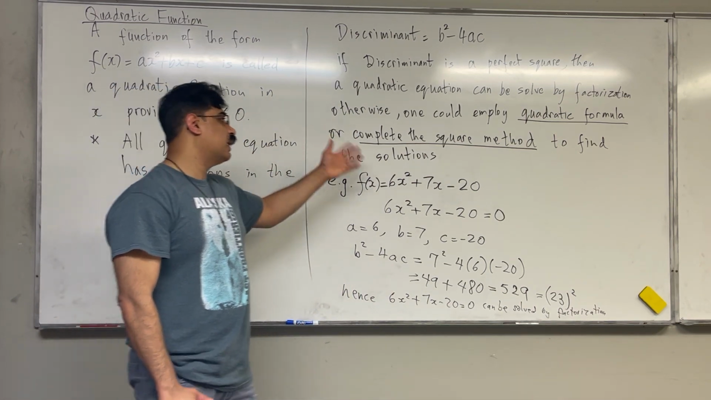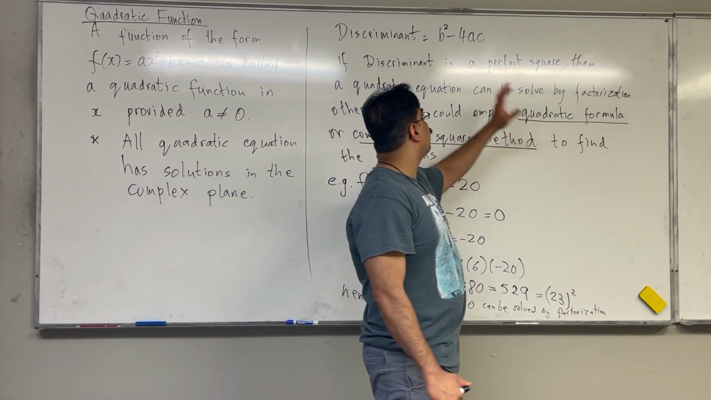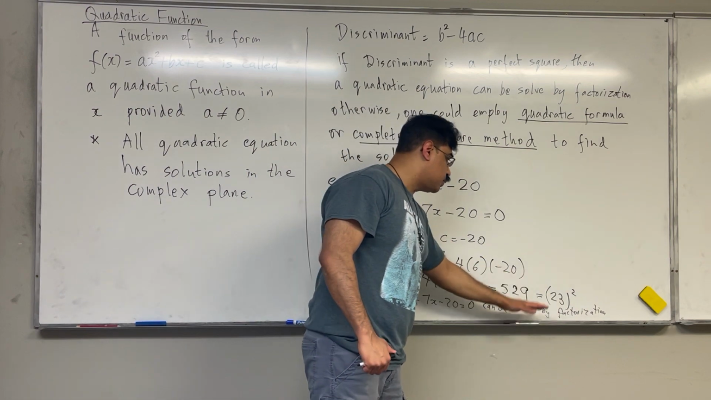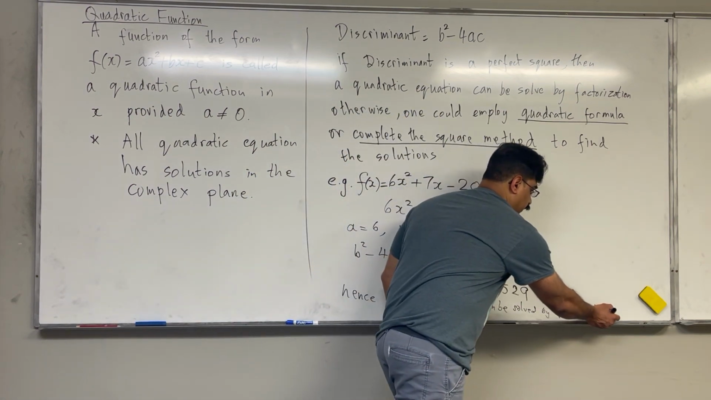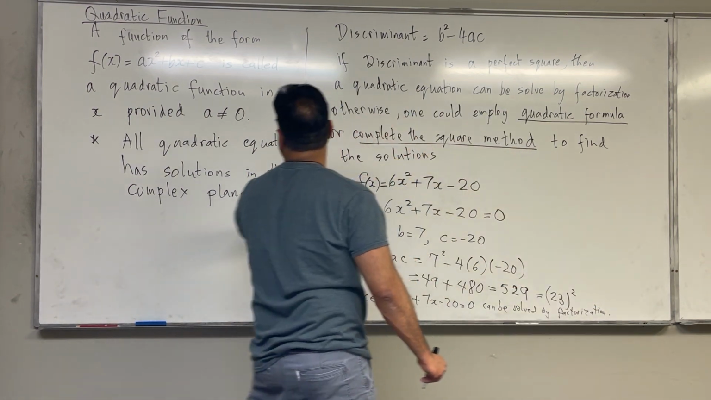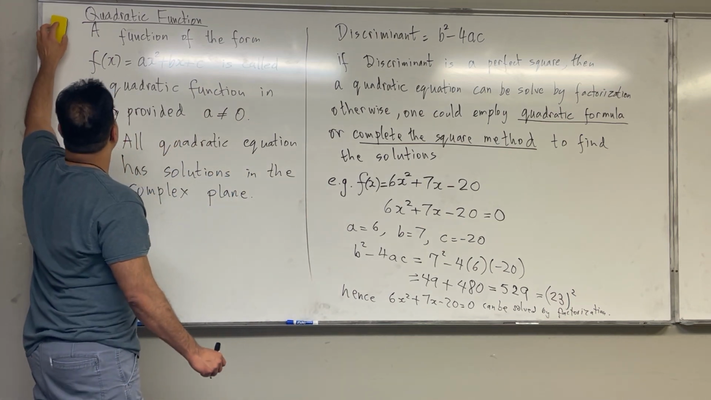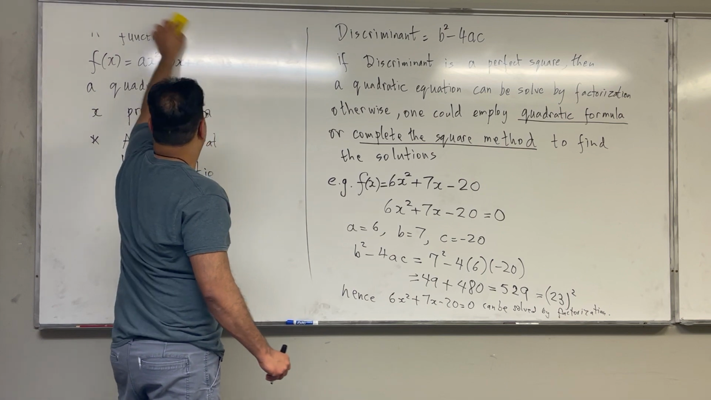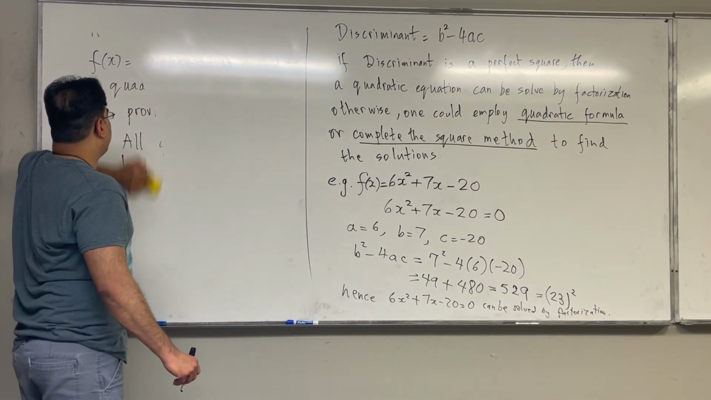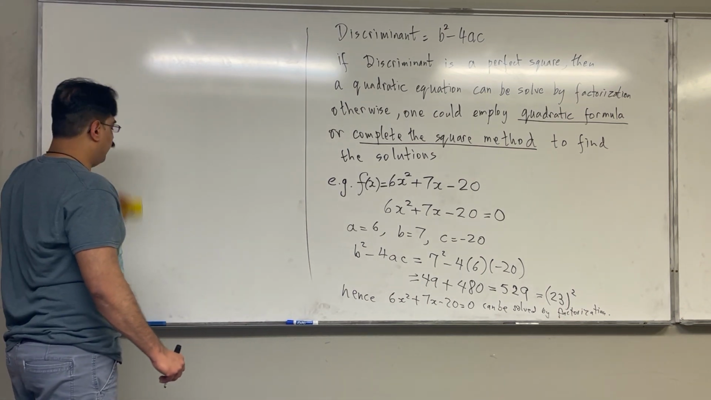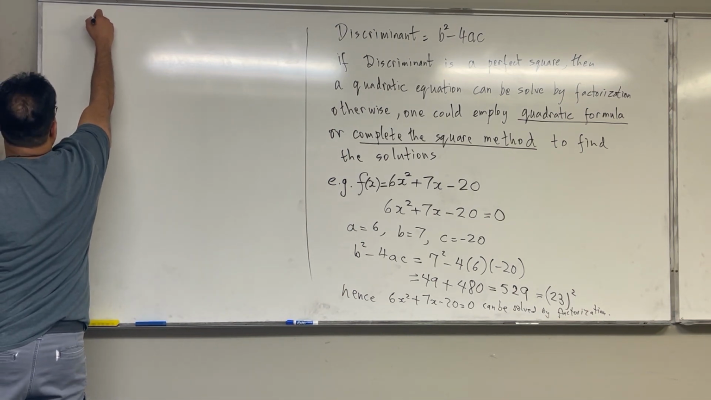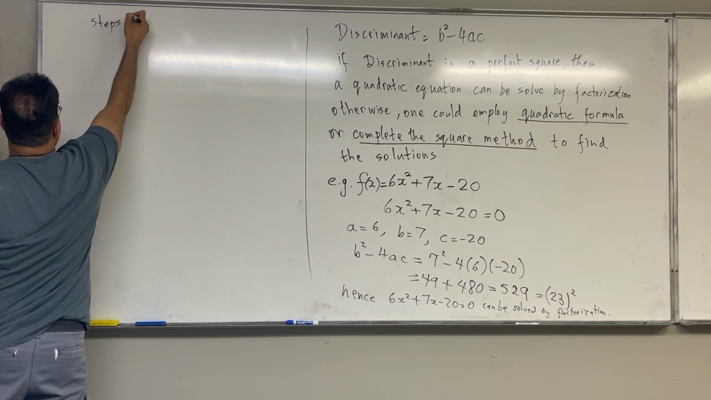So you're given an equation. If they ask whether it can be solved by factorization, the first thing to do is find the discriminant. If it is a perfect square, yes, you can solve it by factorization. If it is not a perfect square, then you cannot solve it by factorization. All right, so let's now solve this. And this is a paradigm. Always follow this paradigm. These would be the steps.